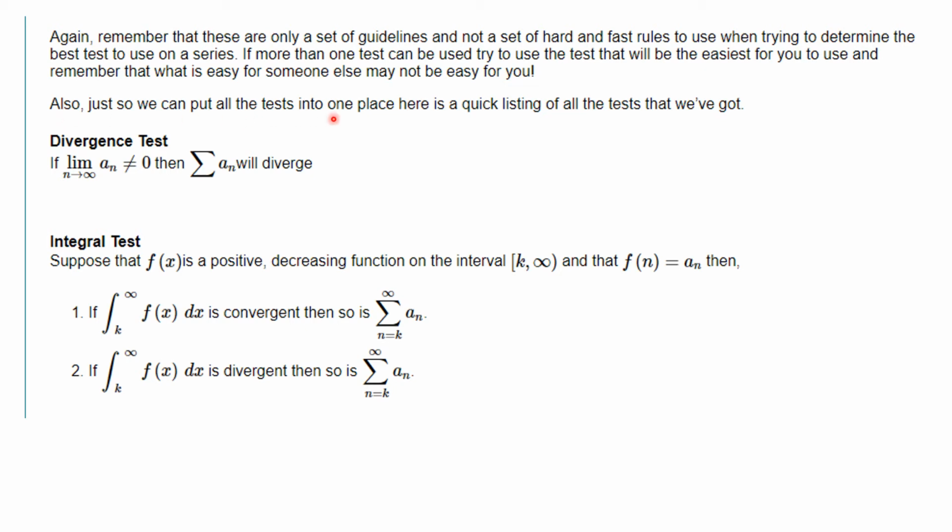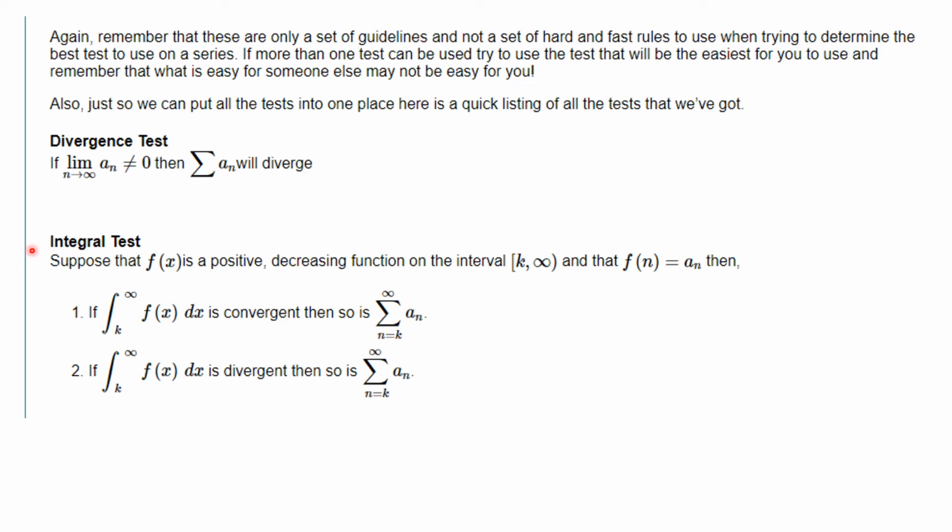Also, just so we can put all the tests into one place, here's a quick listing of all the tests we've covered so far. The divergence test: if the limit as n goes to infinity of a sub n does not equal 0, then the summation of a sub n will diverge.